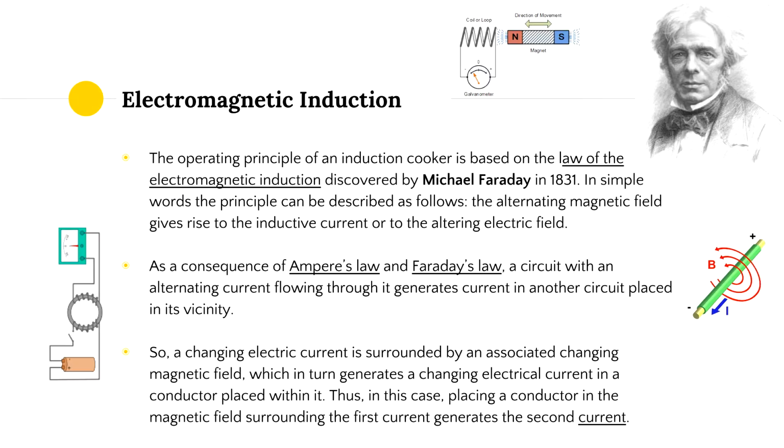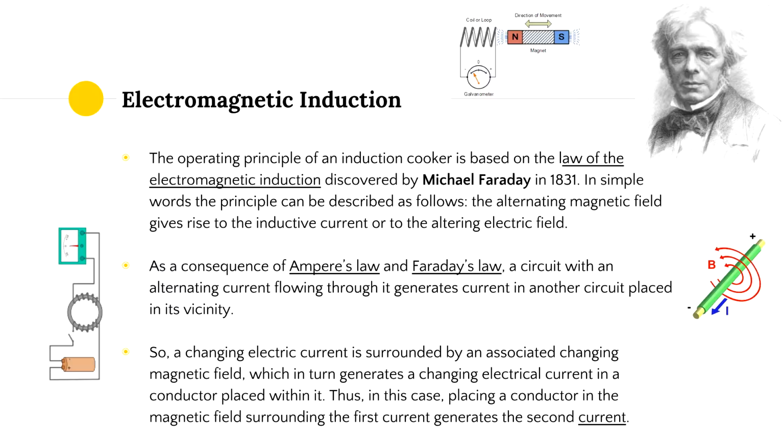But what is actually electromagnetic induction? Michael Faraday in 1831 discovered the law of electromagnetic induction. In simple words, the principle can be described as follows. An alternating magnetic field gives rise to an inductive current or an alternating electric field. As a consequence of Ampere's law and Faraday's law, a circuit with an alternating current flowing through it generates current in another circuit placed in its vicinity.